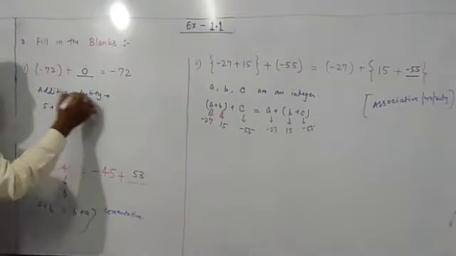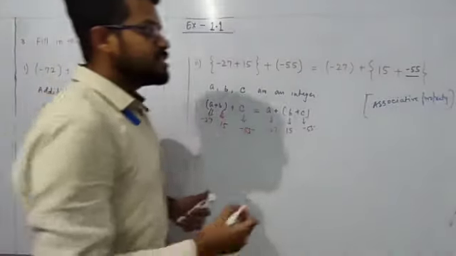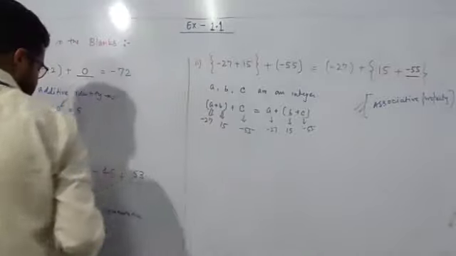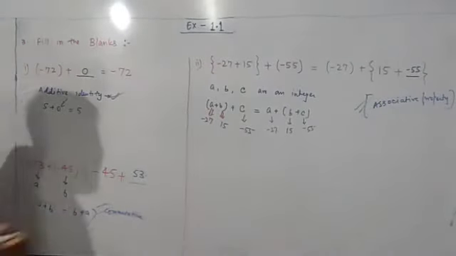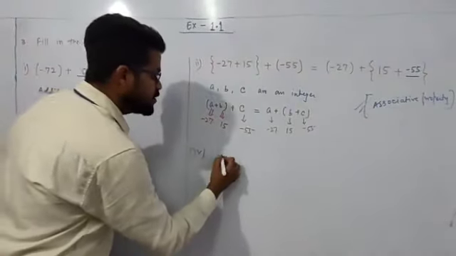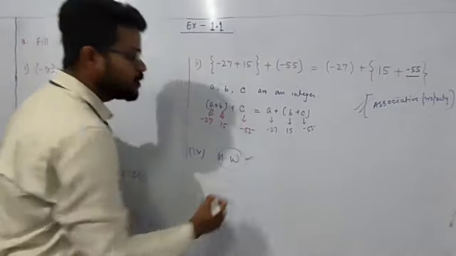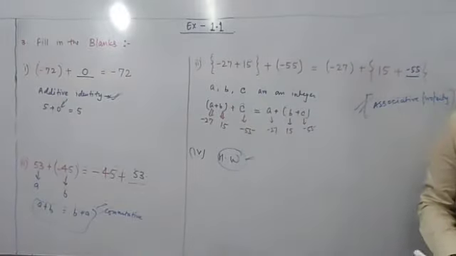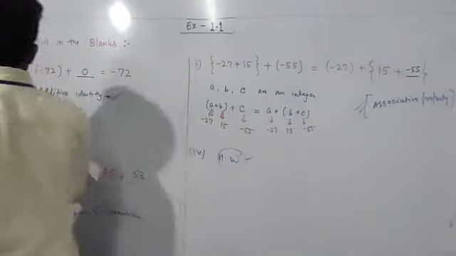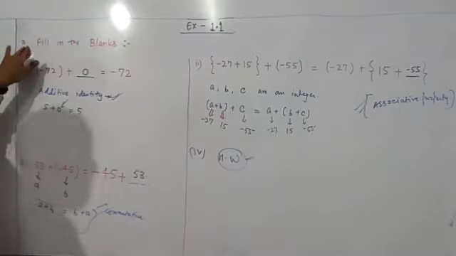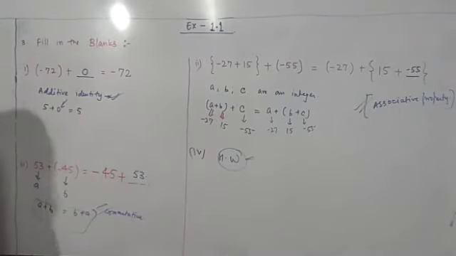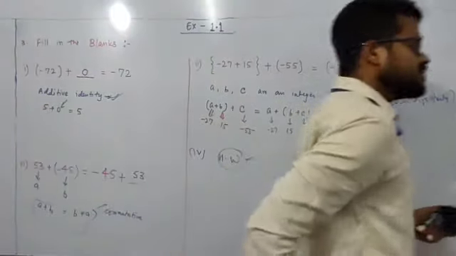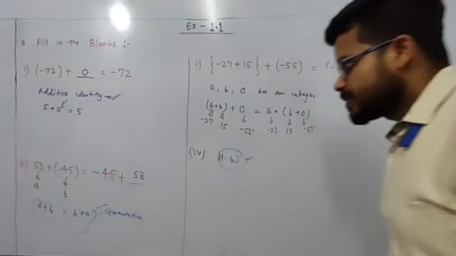So this one is related to additive identity, this one is related to the associative property, and this one is related to the commutative property. And question number 4 is your homework. Okay. So sincerely do your homework properly. This is the end of the third question. Now come to the fourth question. Write it down in your notebook quickly.